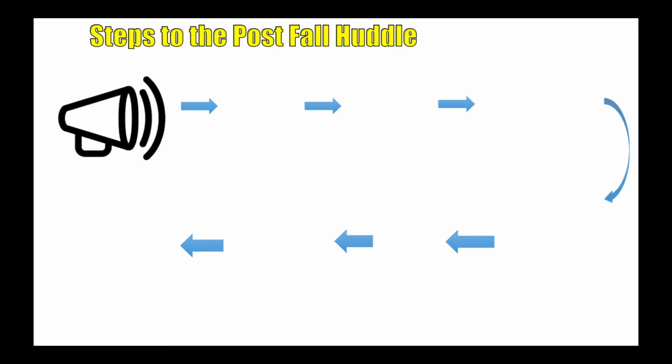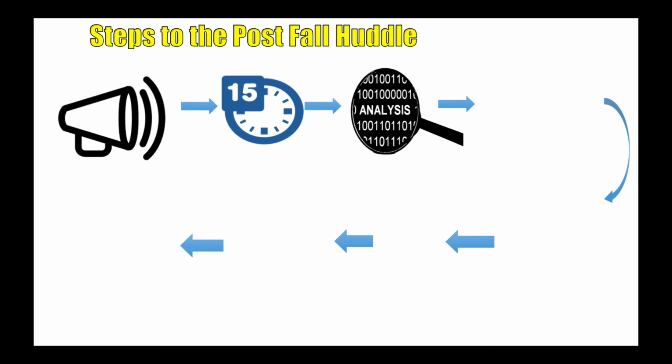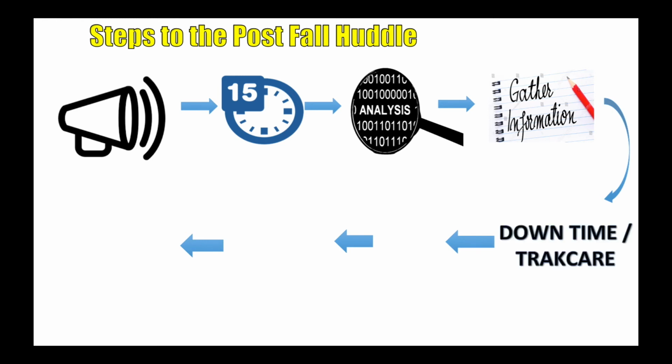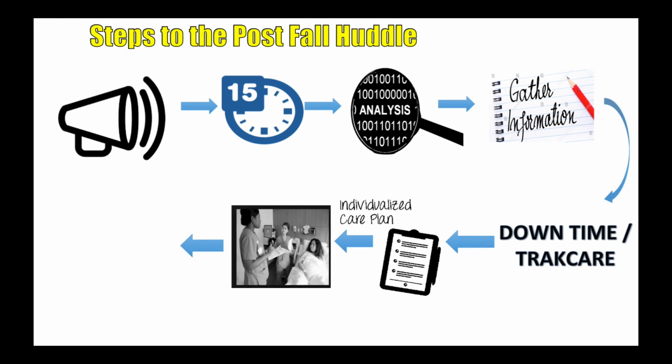Team leader makes announcement: convene within 15 minutes with the patient in the environment where the patient fell. Conduct analysis: determine the type of fall. The team leader summarizes information gathered from the post-fall huddle, and interventions to prevent a repeat fall are decided by the huddle team. The primary nurse completes documentation in track care or downtime forms, modifies the fall prevention plan of care to include interventions to prevent a repeat fall, and communicates the updated plan of care in patient handoff reports.